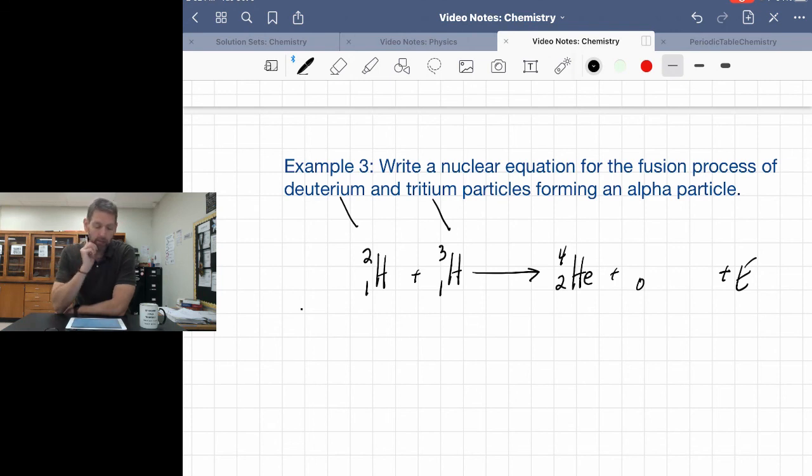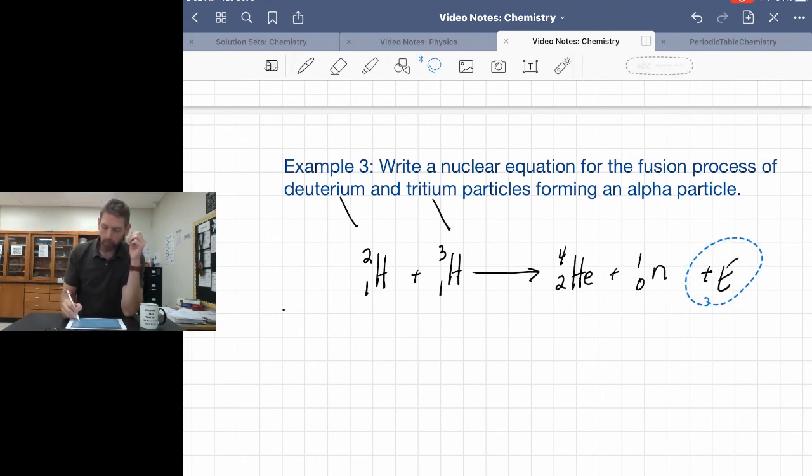On the left side, we've got 3 plus 2 is 5, which means we have to have 4 plus 1 on the product side. And there is only one particle that we're using at the moment that changes the mass by 1 but does not change the atomic number, and that is a neutron. Okay, so let me just move this over.